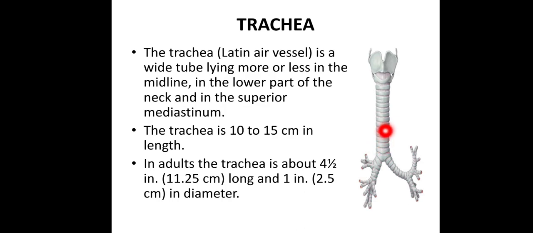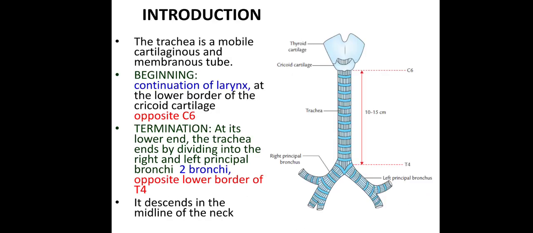It is included in the part of superior mediastinum and it is situated in the midline of the neck. The trachea is about 10 to 15 centimeter in length. In adults, it is about 11.25 centimeter in length and 2.5 centimeter in diameter. So, introduction. The trachea is a mobile, cartilaginous and membranous tube. You can see this is the membranous or cartilaginous tube.